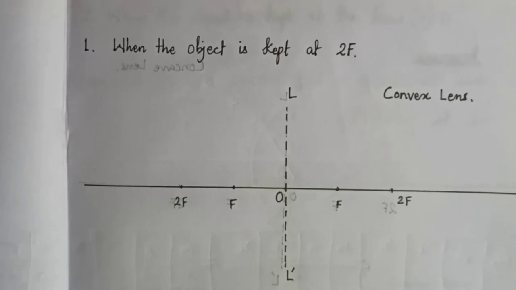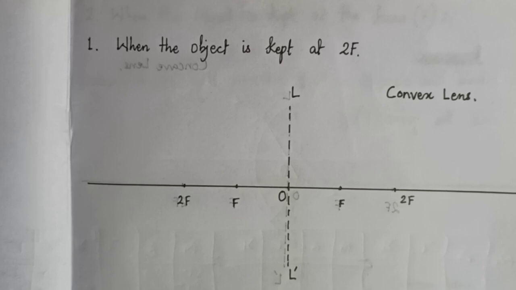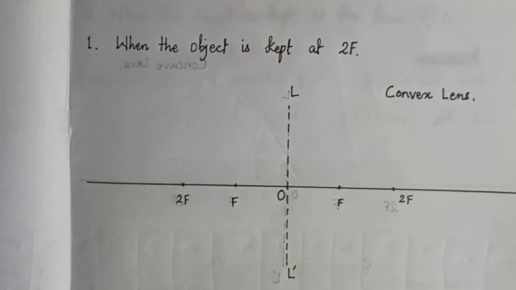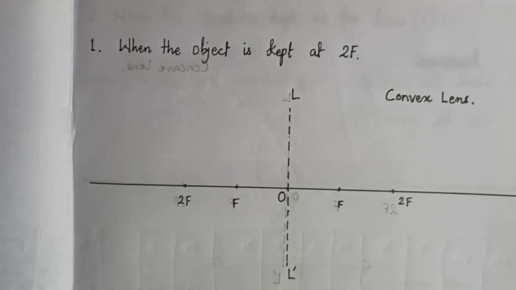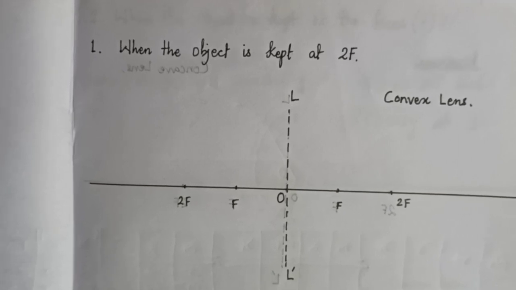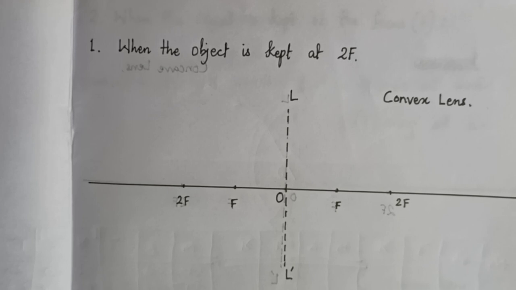Dear friends, as you are all familiar with the 6 steps for constructing the ray diagram, here I have taken one example where the object is kept at 2F.